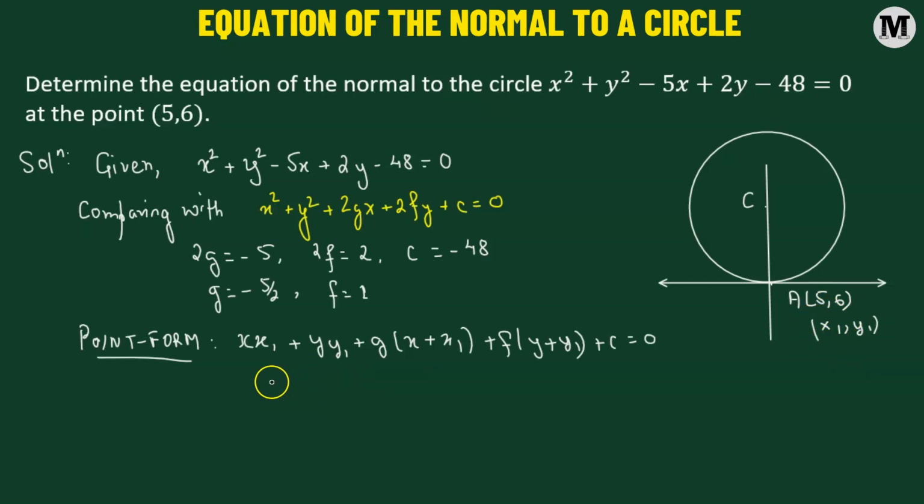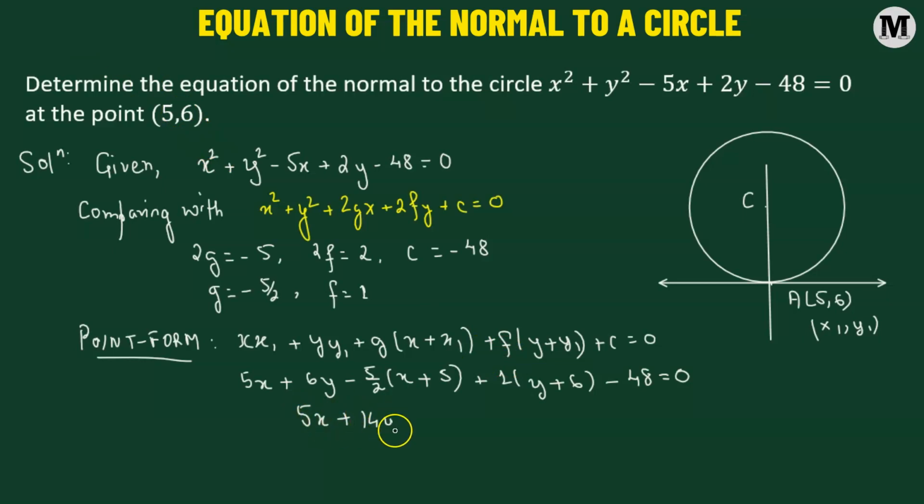So x1 corresponds to 5, and we get 5x plus 6y, plus g, which is negative 5 over 2, multiplied by (x plus x1), where x1 is positive 5, then f, which is 1, multiplied by (y plus y1), where y1 is 6, plus the constant c, which is negative 48. This equals 0. When we rearrange the terms, we get the equation of the tangent line: 5x plus 14y minus 109 equals 0.